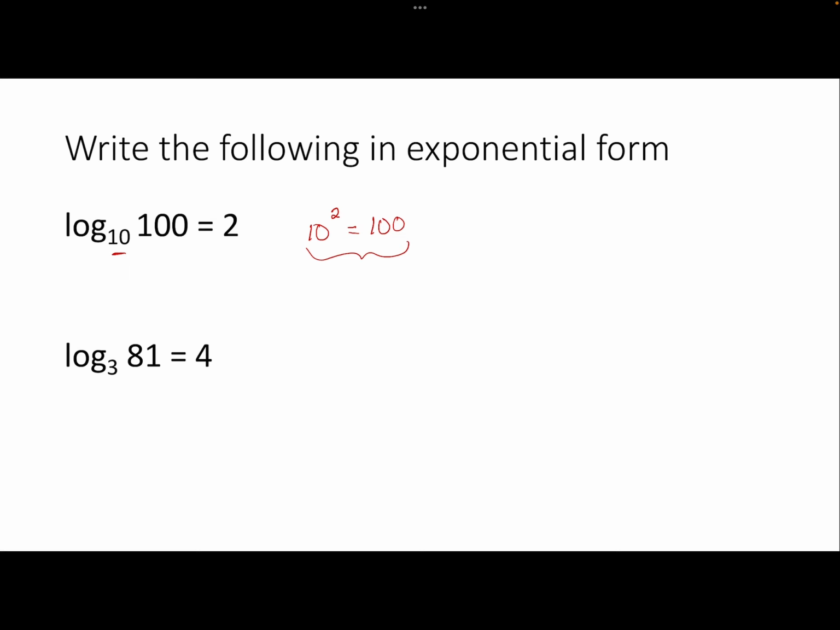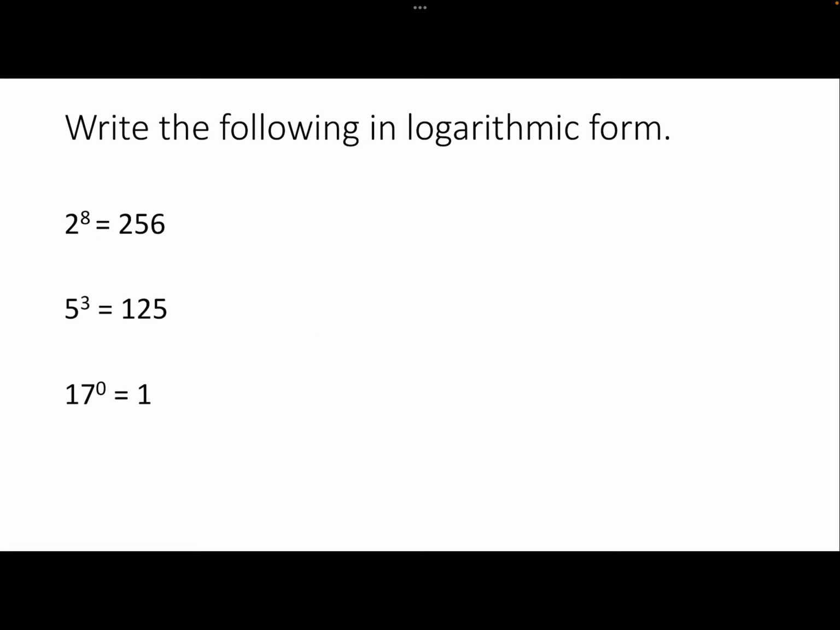Likewise, log base 3 of 81 equals 4 should say what? 3 to the 4th equals 81. Let's go backwards. If we have to write an exponential into logarithmic form, remember that the answer to the log is always the exponent of the exponential. So 8 is the answer to the log, and it's log base what? Well, the base of the exponential is the base of the log. Log base 2 of 256 is equal to 8.